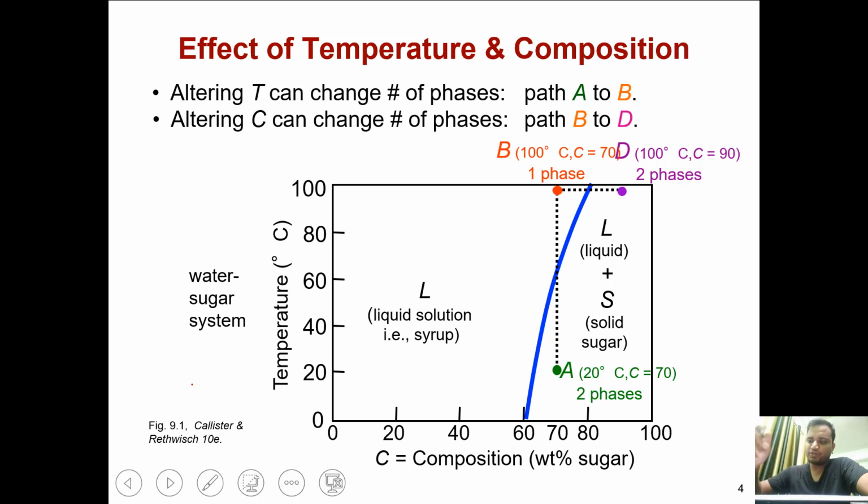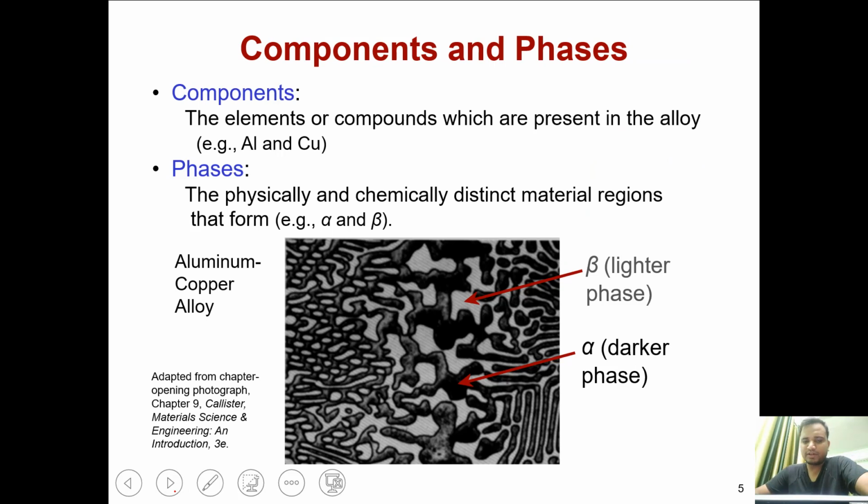Means what is the effect of temperature. Okay, now what are the component and the phases? So component, like you take the example of water and sugar, so these two are the components. And what are the phases? Phases are those which are basically physically distinct, chemically same, right? Chemically same it will be.